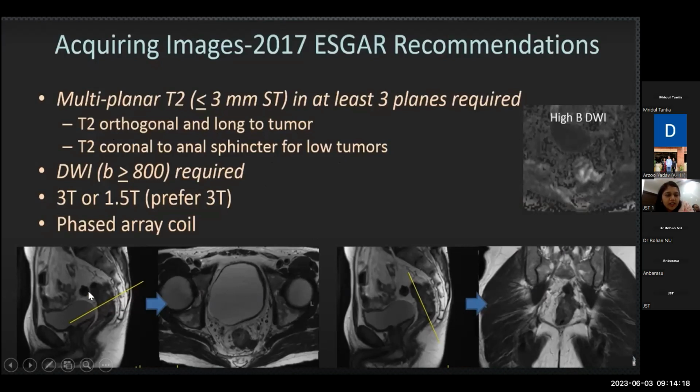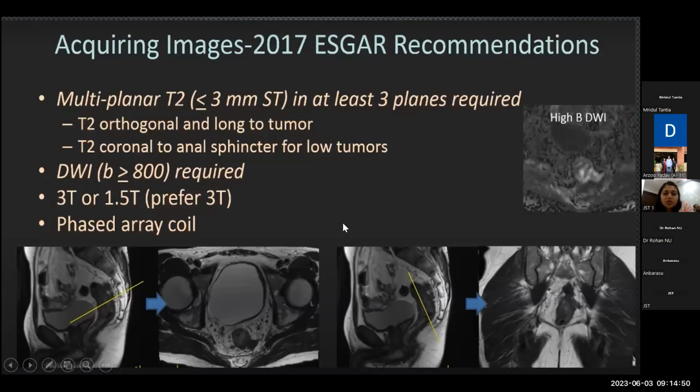How important are these? First of all, we acquire these T2 sagittal images, and as we can see, this is the tumor. If we take sections perpendicular to the tumor, we are clearly delineating the anatomy of the tumor, irrespective of the wall, which upstages the tumor to T3. Similarly, we take oblique coronal images along the axis of the tumor. So all these sections have to be told to the technologist.